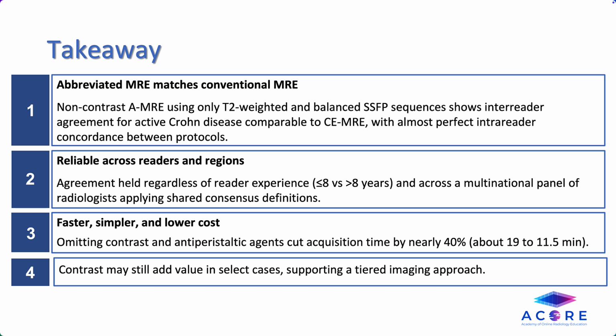Dropping contrast and the antiperistaltic agent cut acquisition time by nearly 40%, from about 19 minutes to 11.5, while lowering costs and easing the patient experience. The goal is not to eliminate contrast, but to use it selectively, adding it when the clinical question calls for it, such as in penetrating disease or subtle inflammation.